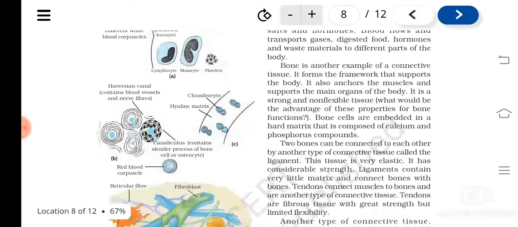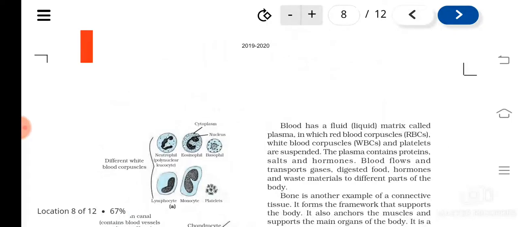Okay, so what all have we studied? RBC's function: they carry oxygen. WBCs fight against microorganisms. Platelets help in the clotting of blood. What are the different kinds of WBCs or leukocytes? They are neutrophils, eosinophils, basophils, lymphocytes, and monocytes.